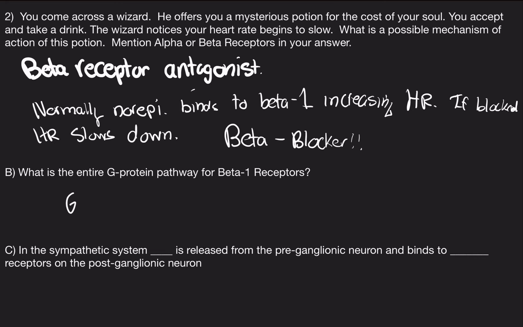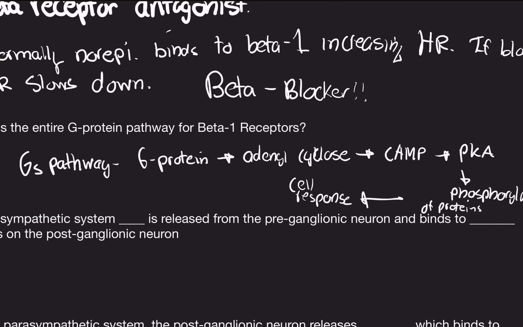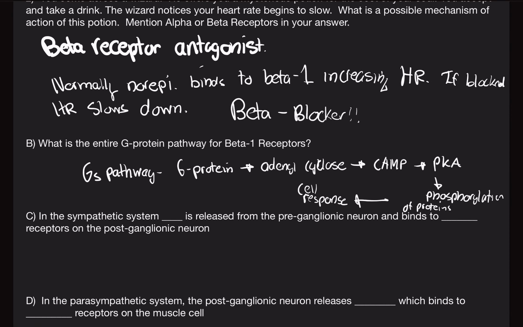Fun, right? So this is the Gs pathway. It consists of the G protein, which is activated. Then adenyl cyclase turns on, which activates cAMP, which activates PKA, which equals phosphorylation of proteins. And then we get a cell response. That is the G protein pathway for beta 1 receptors.